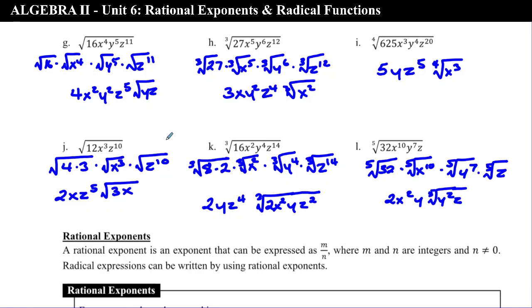So it is important to get familiar with how to simplify these radical expressions, because you're going to need that moving forward as we move into solving equations. And now we're going to talk about an easier way to look at it, and that's through rational exponents.